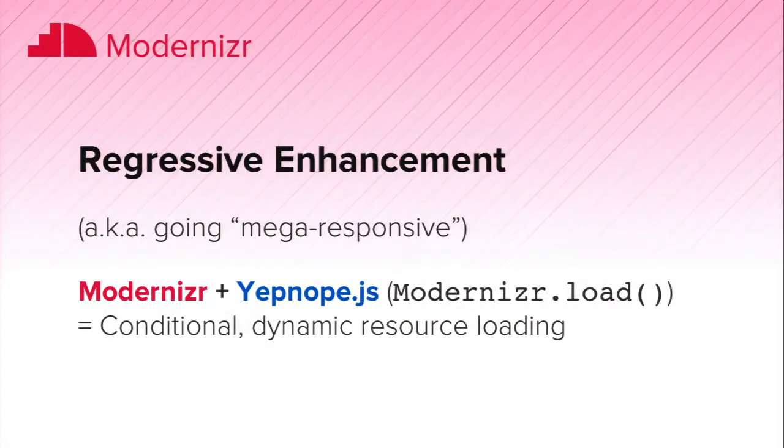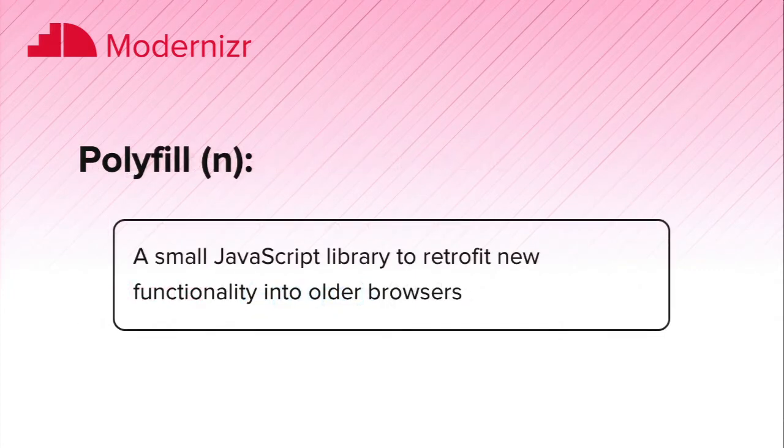And the third technique is kind of regressive enhancement, which I think of as going mega responsive. We've heard some stuff about responsive web design already, so I won't go into that. But this is basically a combination of Modernizr and yepnope.js, which we include as Modernizr.load. And it is conditional dynamic resource loading. What that means is you can say, hey, if you support X feature, load this JavaScript or load that JavaScript, or load this CSS and load that. Which is great for using with polyfills.